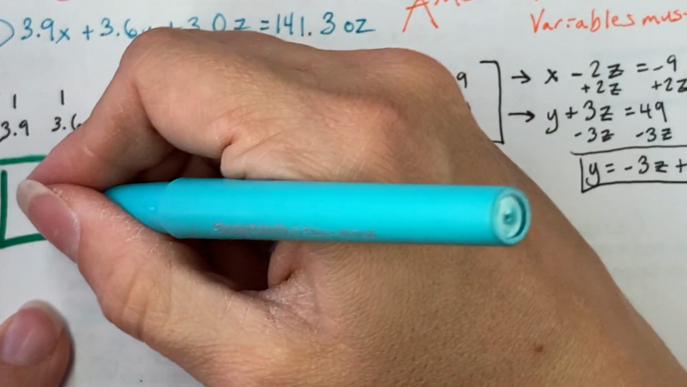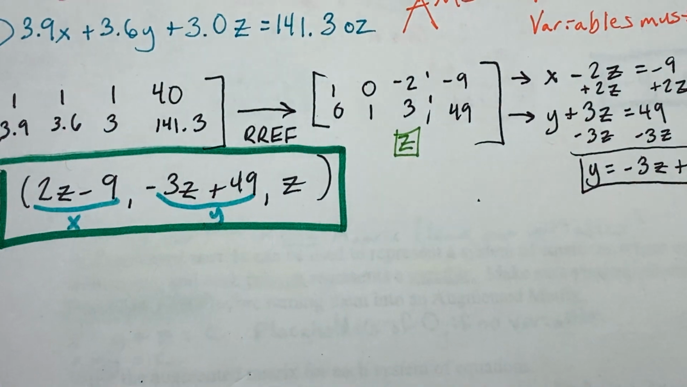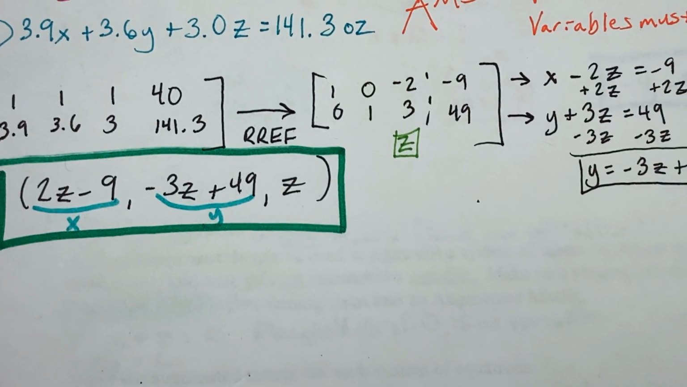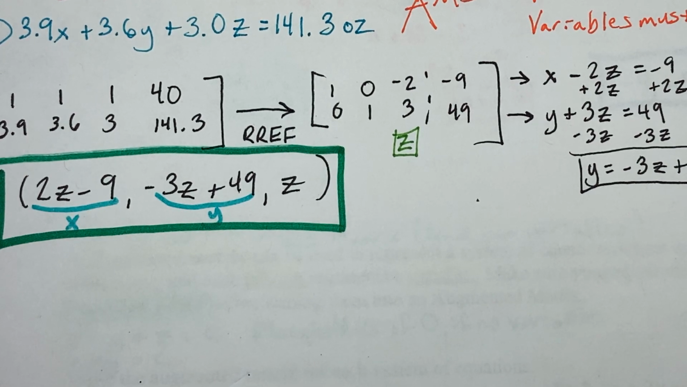So X, Y, and Z. Now, this describes all the possible XYZs that will satisfy that 3-variable 2-system of equations.